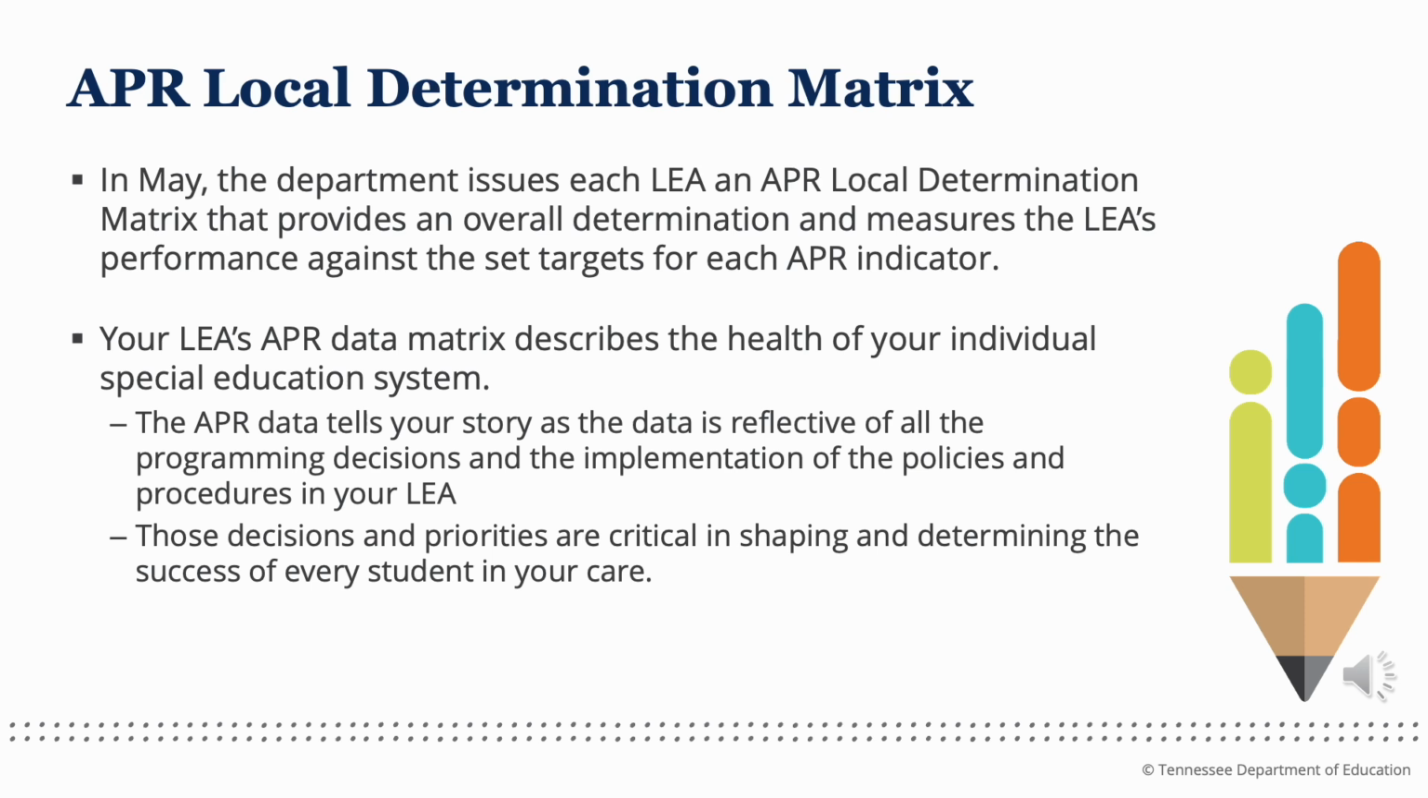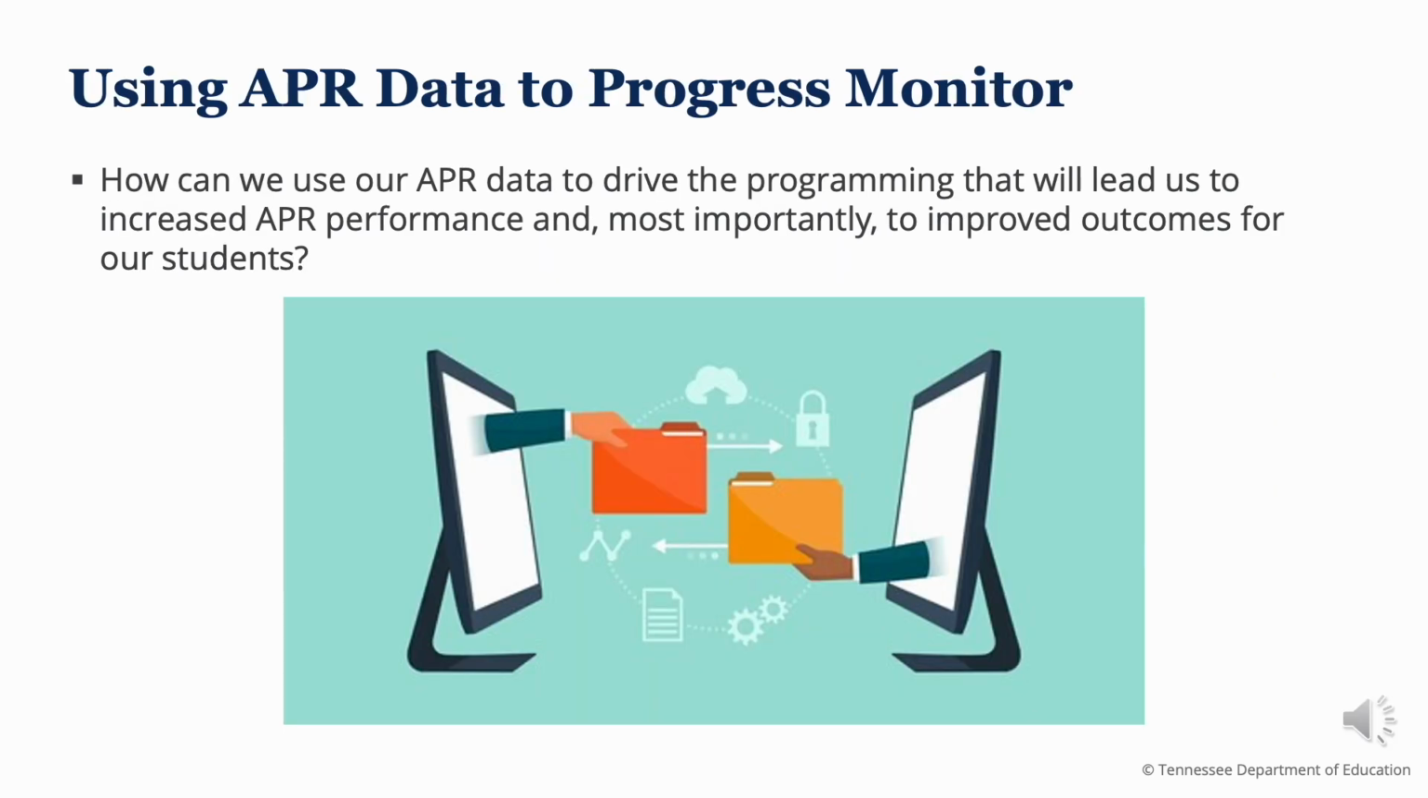Your LEA's APR data matrix describes the health of your individual special education system. The APR data tells your story, as the data is reflective of all of the programming decisions and the implementation of your policies and procedures. And we know that those decisions and priorities are very critical in shaping and determining the success of every student in your care. So how can we use our APR data to drive the programming that will lead us to increased APR performance and, most importantly, to improved outcomes for our students?